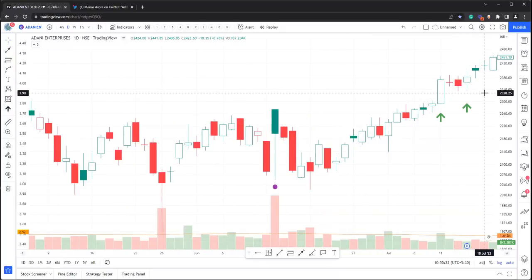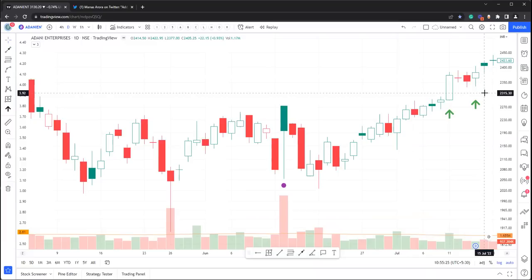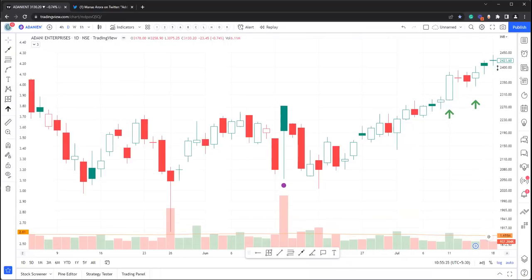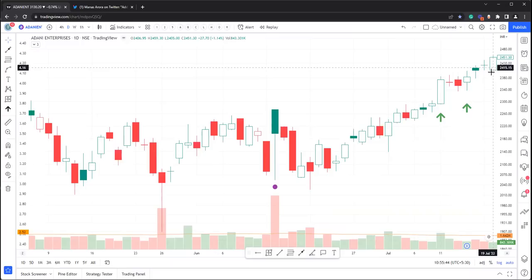So if you see, you have to read the action here. So what happened was, on the day before my third buying, Adani closed here around 2423. The next day, you have a gap down opening. It opened at 2406. And that was the low of the day also, almost that 2405. And then it started reversing immediately.